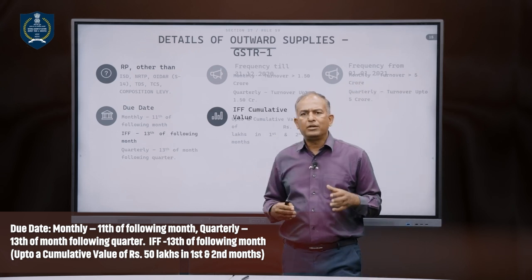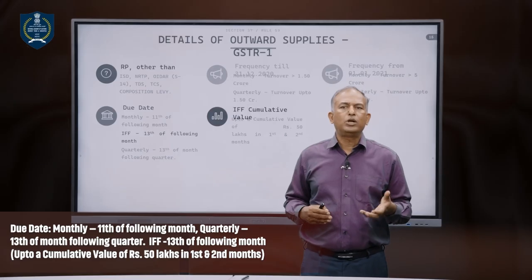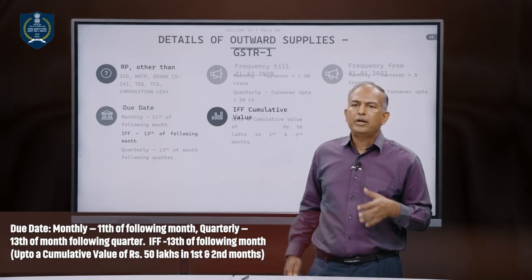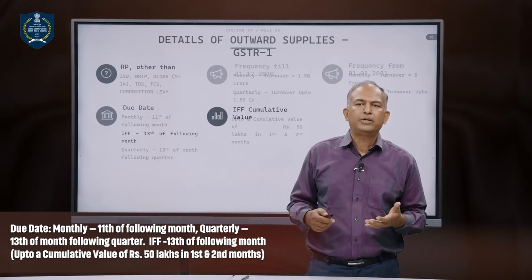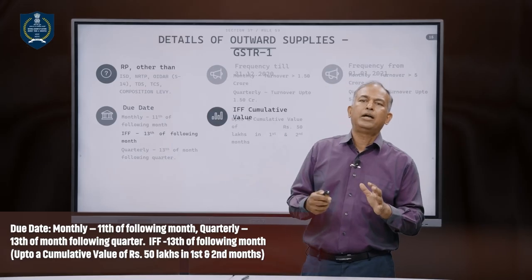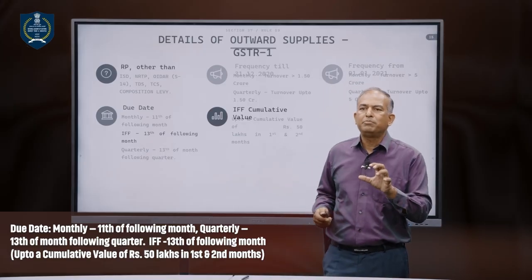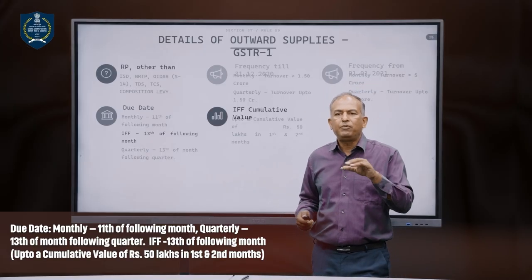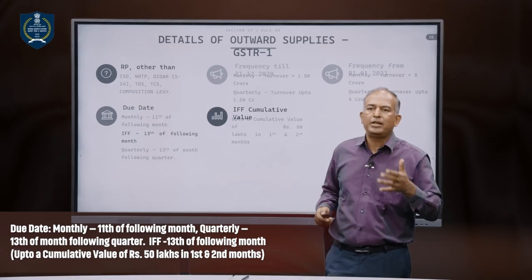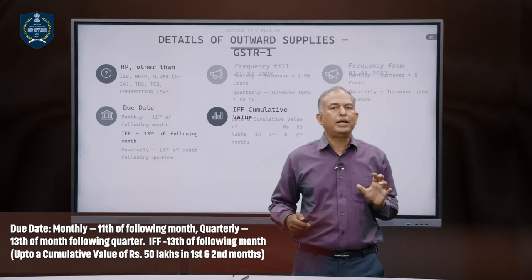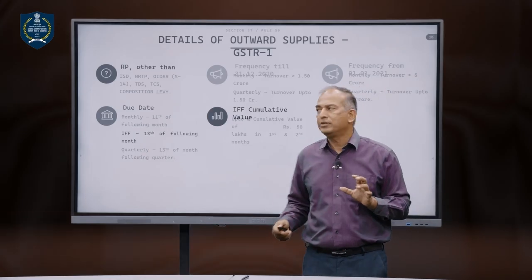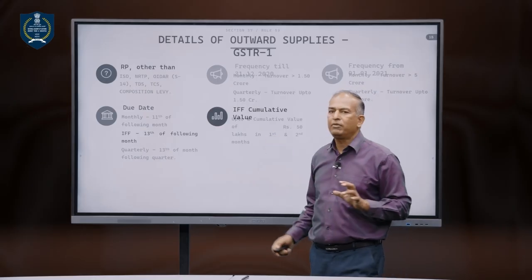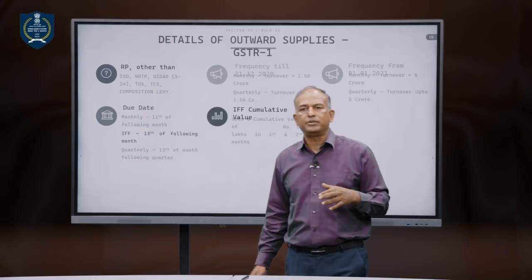Now, is there a value limit for this invoice furnishing facility? He can reflect in his invoice furnishing facility only to the extent of 50 lakh rupees. That is, for the supplies made during the first 2 months, if it is in January and it exceeds 50 lakhs and is 60 lakh rupees, he can reflect only 50 lakhs in his invoice furnishing facility. So that is a cutoff limit with reference to the invoice furnishing facility.